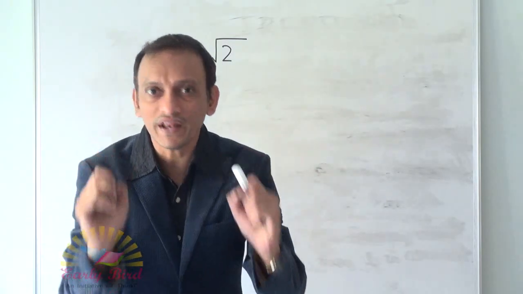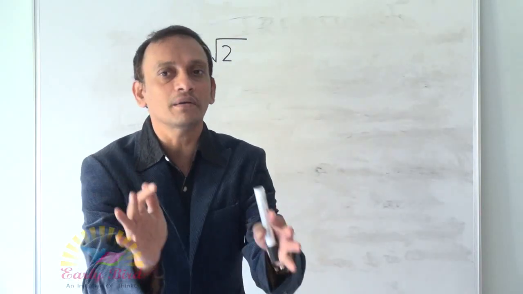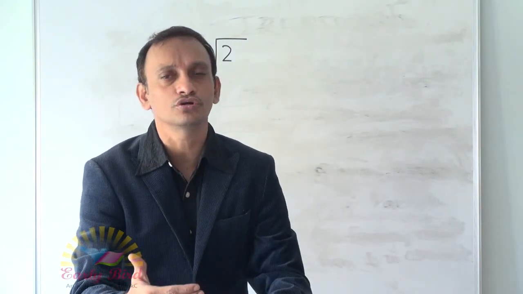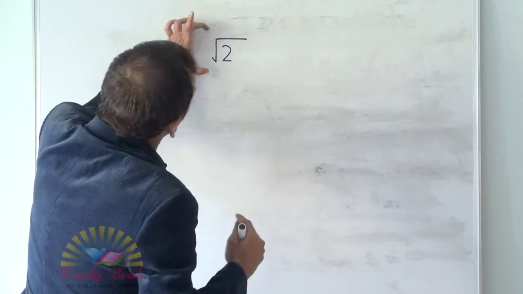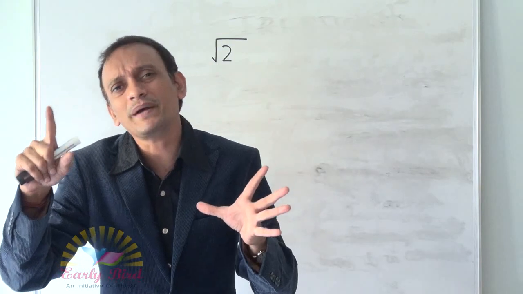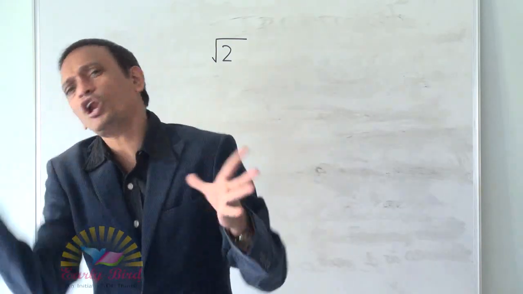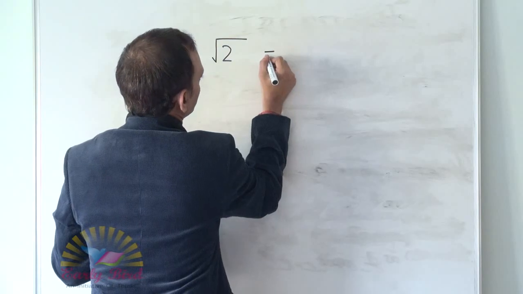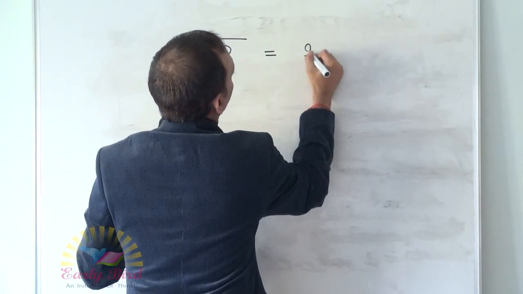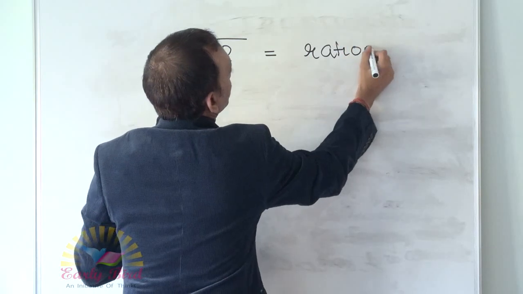I repeat, whenever you find numbers about which you are not very sure, you cannot readily conclude their rationality or irrationality, then you assume that those numbers are rational. So root 2 is something that I cannot readily conceive whether it can be expressed in the form p by q where p and q are integers, or it cannot. I assume for such numbers that they are rational. Let's assume that root 2 is rational. It's only an assumption.